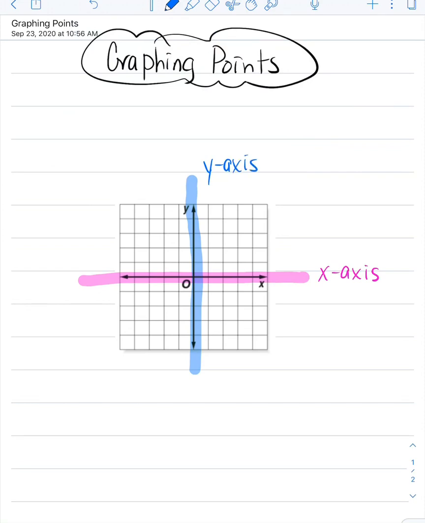So when those two cross each other, they cross at this point, and you see the O there? They cross at what's called the origin. And we call it the origin because that's where we always start. That's our original point when we start reading points.